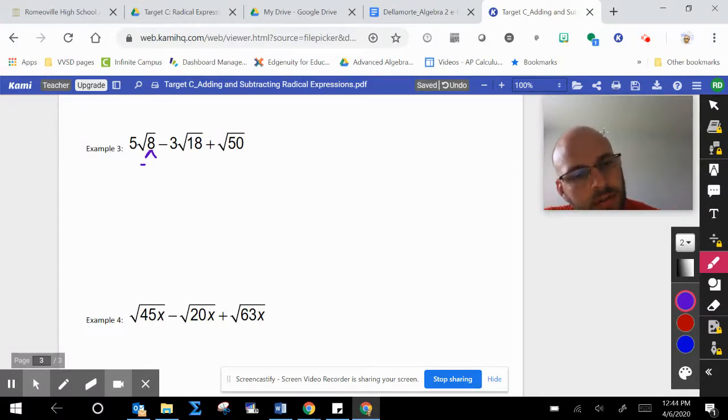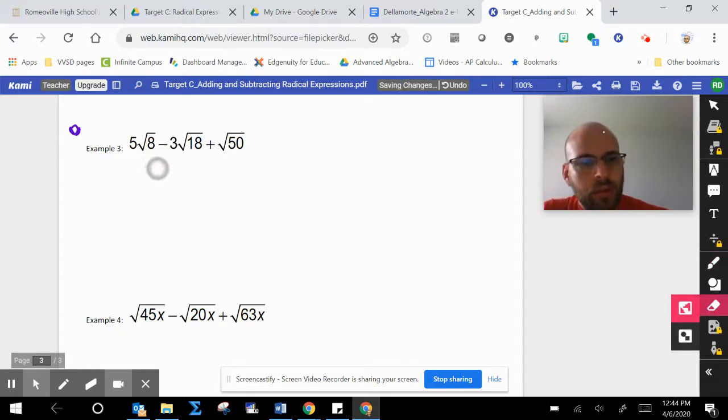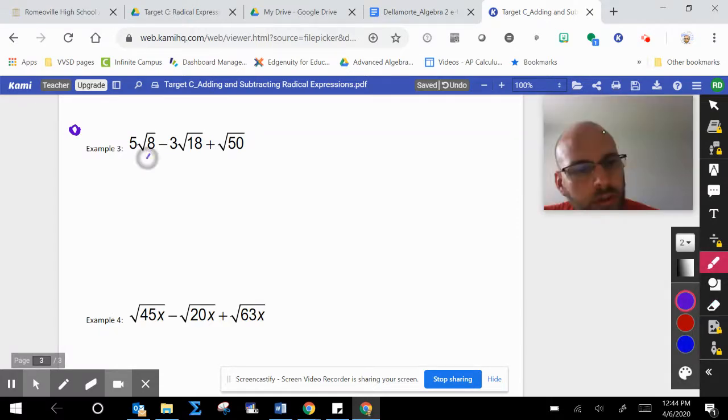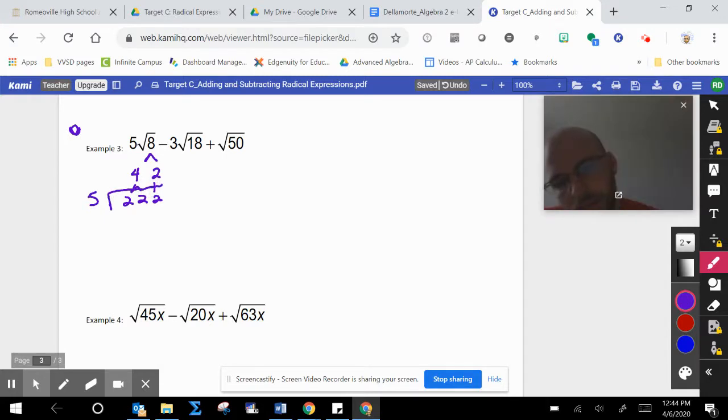Try that again. I don't know why it doesn't want to write. So 4. Nope, still not wanting to write. See if we can erase it and go back. So we're going to break this down into 4 times 2, 2 times 2 times 2. So I have 5 times that radical. Now it's a square root, so I just need groups of 2. Means I could take a 2 out. I get 10 square root 2.